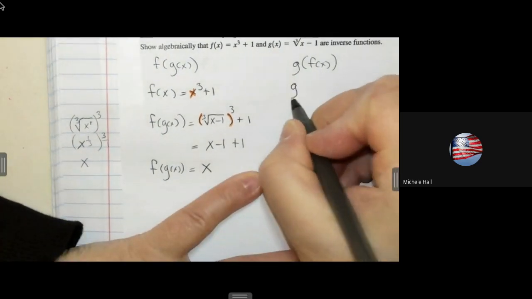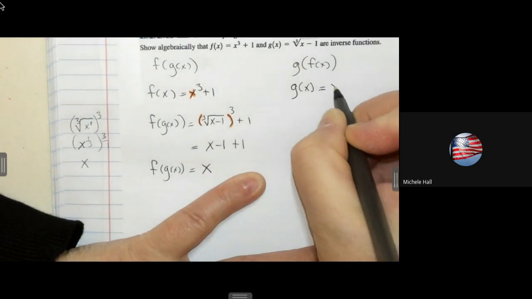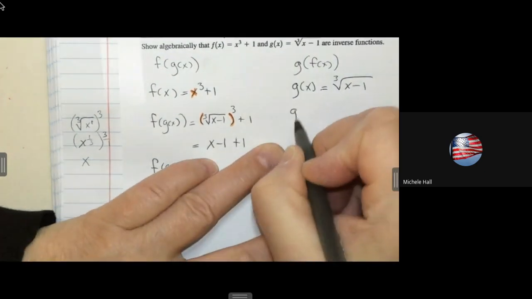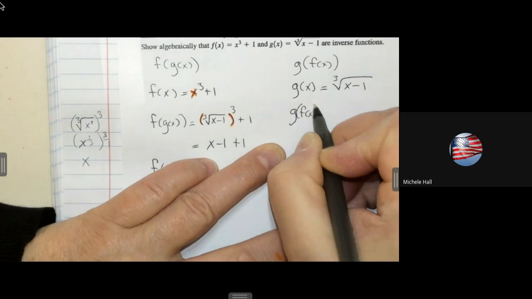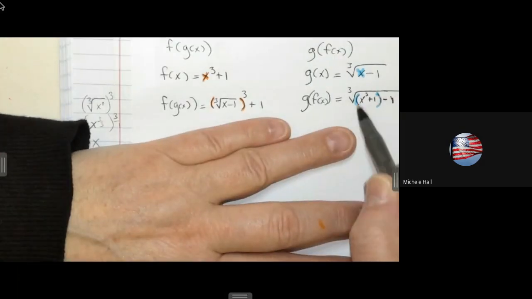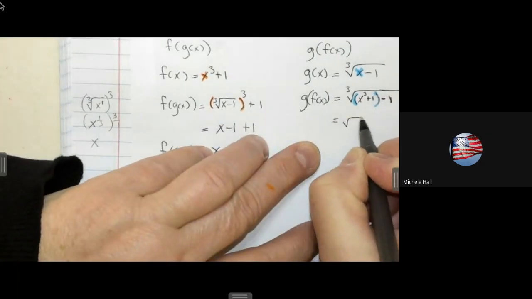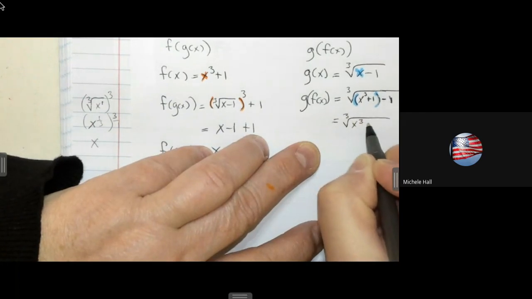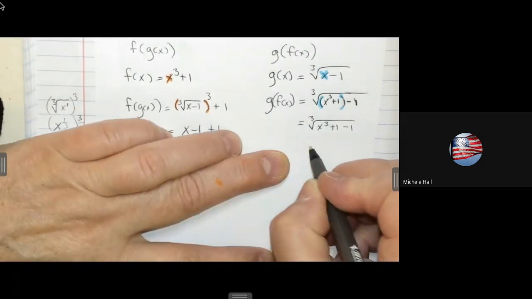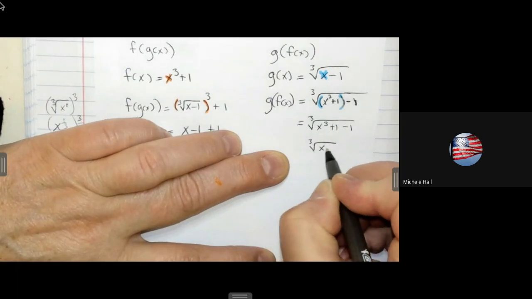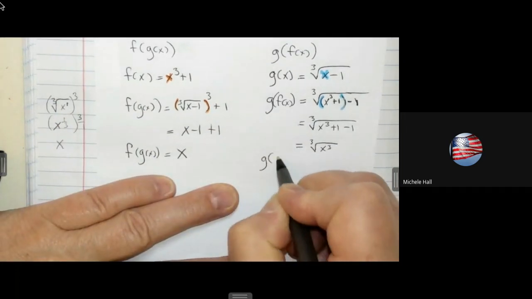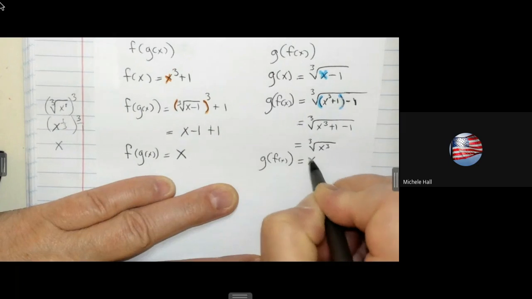So we're going to start with g this time. G of x equals the cubed root of x minus 1. We're going to substitute f of x into g of x. All right, I can drop my parentheses because there's nothing on the inside happening here. So I can just say the cubed root of x cubed plus 1 minus 1. Yeah, so then you get the cube root of x cubed, and that's where they're going to cancel. We get g of f of x equals x.